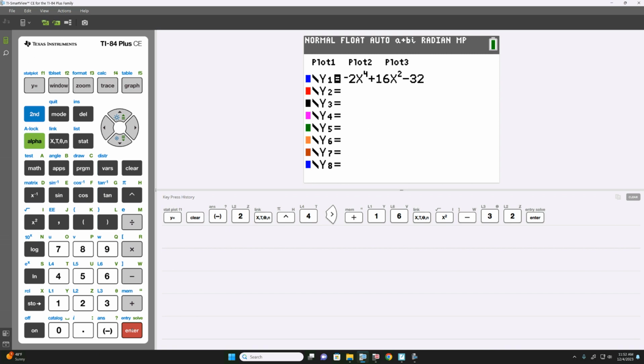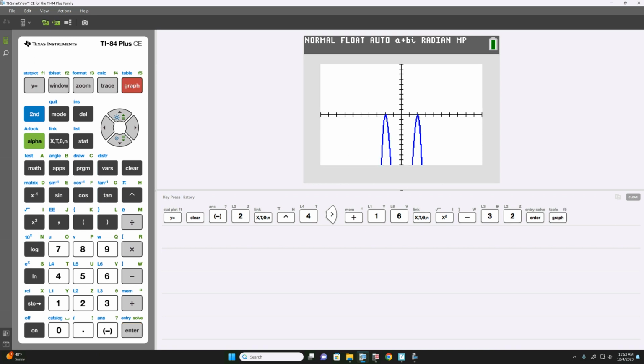Are we able to get this typed in? Yes. Now at this point, we're going to hit graph. Hit zoom up in the top center. 6.